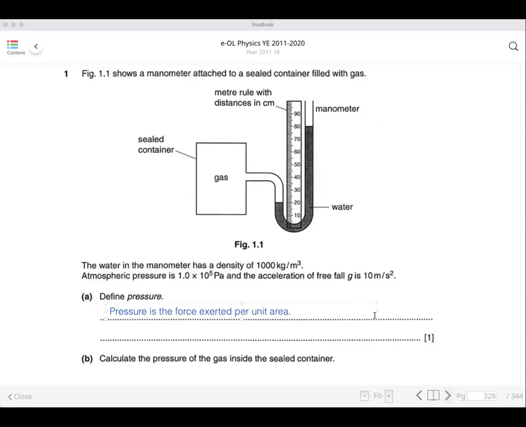The keyword here is unit. Don't just say force over area. You must say per unit area. A lot of students did not put in unit, then the whole meaning changes. Okay, do B, do B. That's the key thing I want you to do today. Do B.